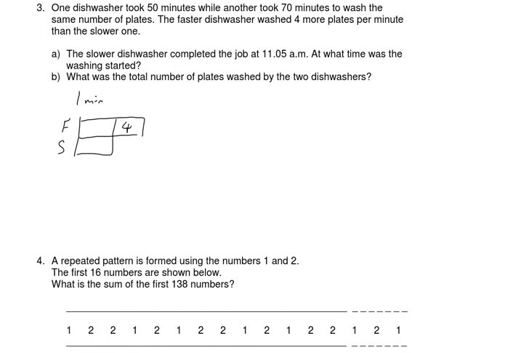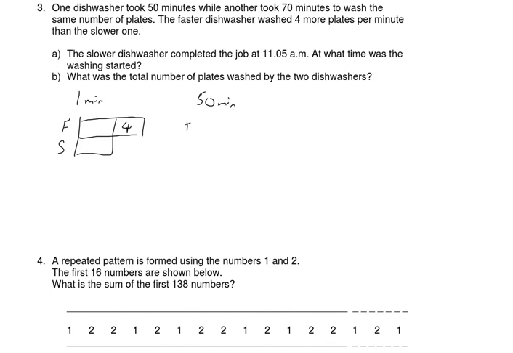Yeah. Now, how long did the faster dishwasher wash altogether? Gabriel? What was my question, Gabriel? What's the total time it did the... 50 minutes, correct? The faster dishwasher washed a total of how many minutes? 50 minutes, right? It operates for 50 minutes. So if I'm looking at 50 minutes, the faster dishwasher would have washed 50 times 4, which is 200 more plates than the slower dishwasher, yes or no? Okay, the faster dishwasher will have washed 200 more plates than the slower one.